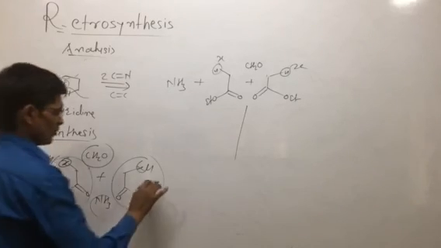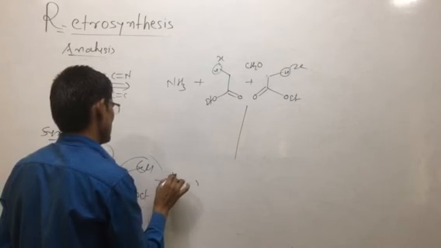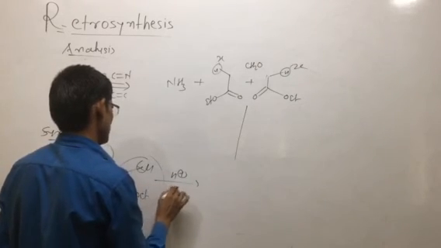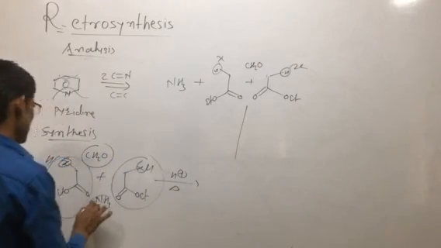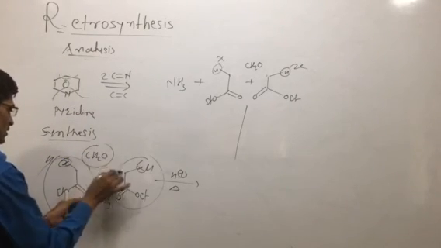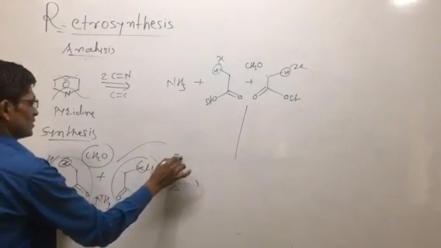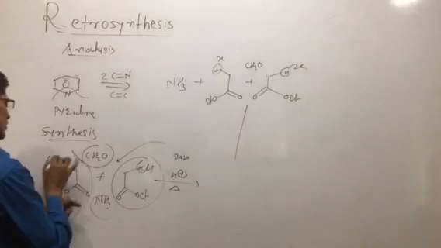This is a multi-component synthesis, as you can say. This reaction takes place in the presence of what? H plus, acidic condition, heat. So here there is no need for acid, but here we need acid, and here we need basic condition. Here it requires the basic condition, that's why we use acid and base.